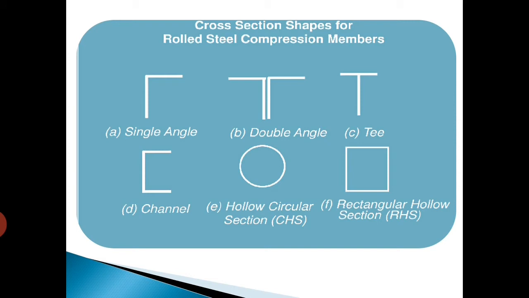First of all, cross-section shapes for rolled steel compression member. See diagram A shows a single angle section. Figure B shows a double angle section. C shows a T section. Figure D shows a channel section. Figure E shows a hollow circular section, and figure F shows a rectangular hollow section.